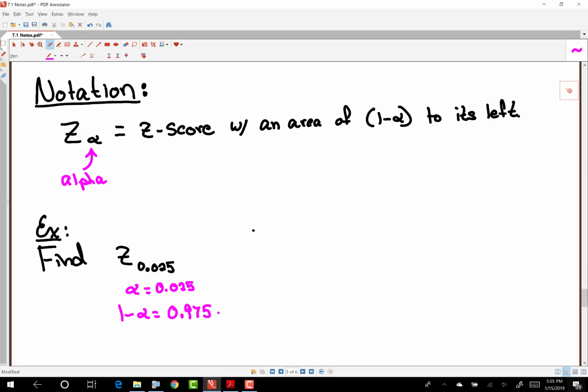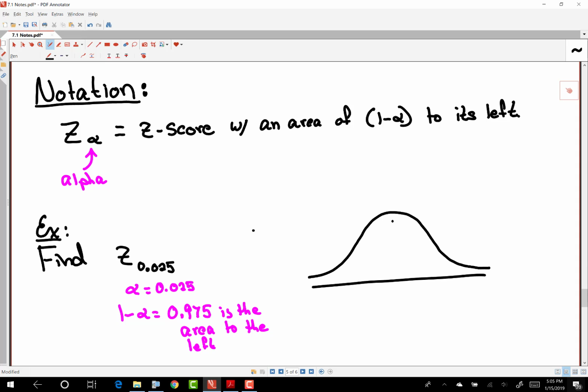So what this means is this is the area to the left. So visually, what we're looking for is on the standard normal curve, we're looking for the z-score that has 0.975 area to its left. So we want this z-score so that this area to the left is 0.975. And so that's just our inverse normal key. That's what we want, the area to the left.